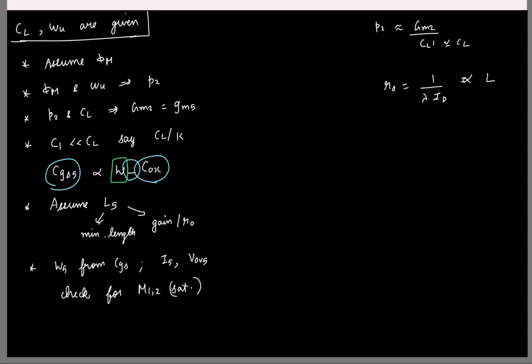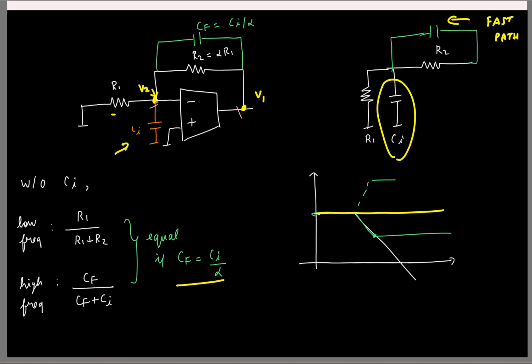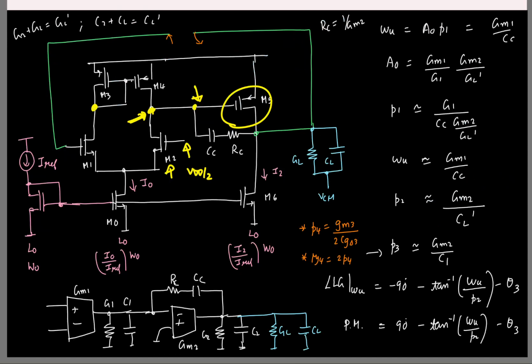Okay, so now once this is set, I know the current density for the transistor M5. So what else you can do? All the PMOS will have the same current density. So this will be same as current density for 3 and 4. Right? So now what else I can do next?